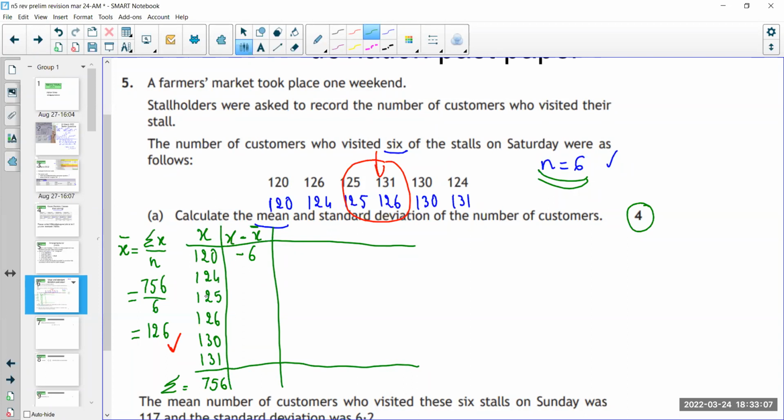124 minus 126 is -2. Then I've got -1. Then I've got a 0. Then I've got 130 minus 126, which is 4. And then here I've got 5. So +4, +5, 0, -1, -2, -6.